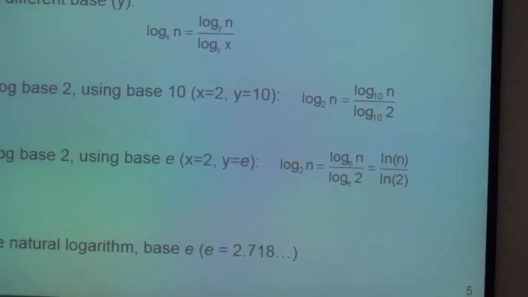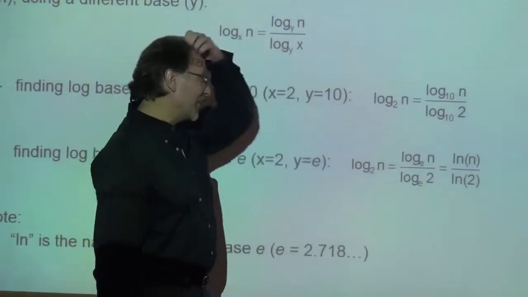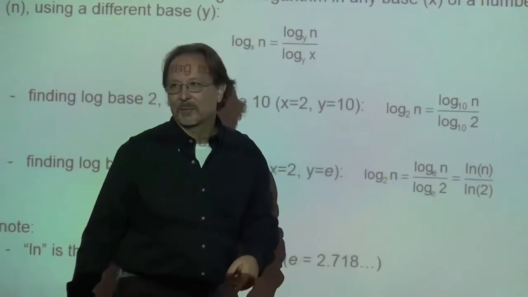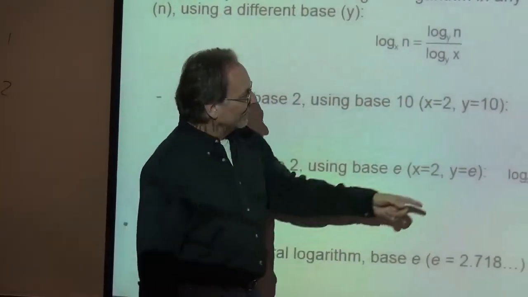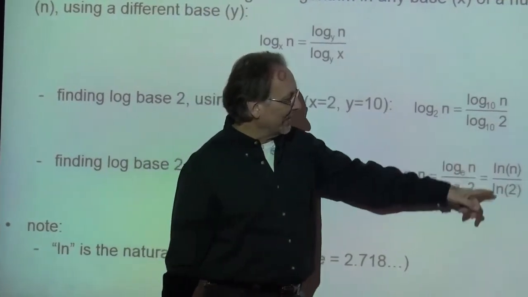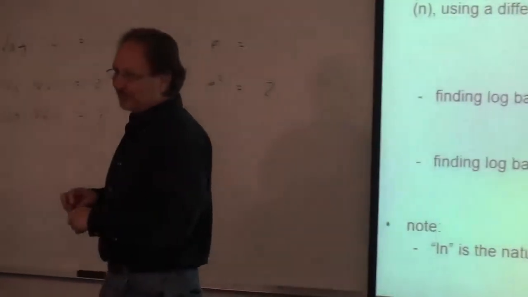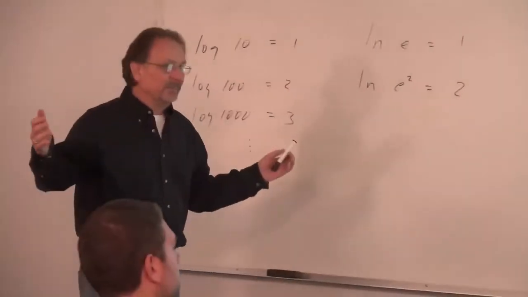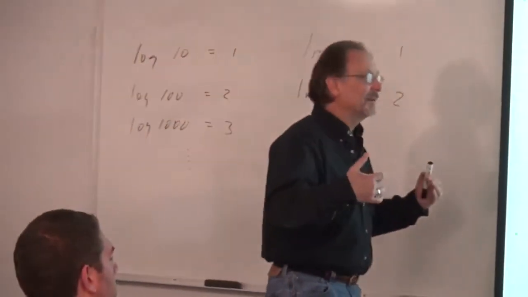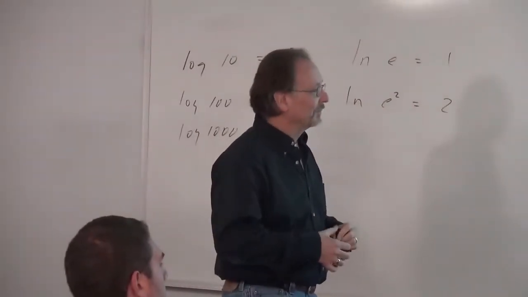In which case, if you want to find the log base 2 of some number, you just find the log base 10 of that number and divide it by the log base 10 of 2. Or you find the natural log of that number and divide it by the natural log of 2. So you can find log of any base by dividing by the logarithm of the base, whatever log you're working with.